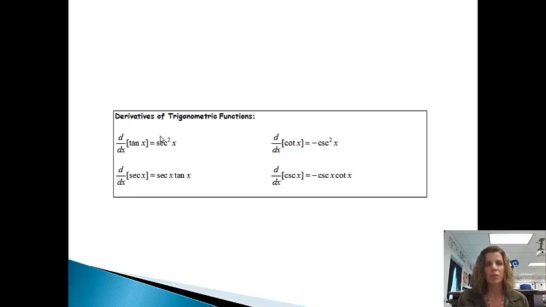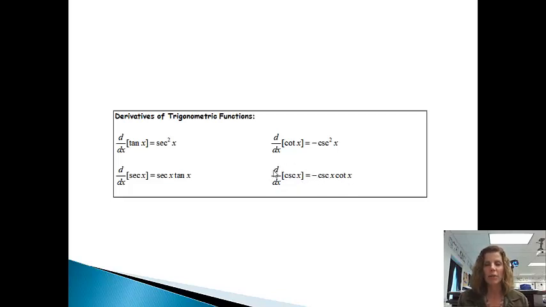Derivatives of trigonometric functions. Remember, we already know the derivative of sine and we know the derivative of cosine. If I were to go through that same process and we drew the slopes of the tangent lines for the actual functions, if I'm taking the derivative of the tangent of x, that derivative will end up looking like secant squared x. If I take the derivative of secant x, that will end up looking like secant x times tangent x. The derivative of cotangent x is equal to negative cosecant squared x, and the derivative of cosecant x is equal to negative cosecant x cotangent x.